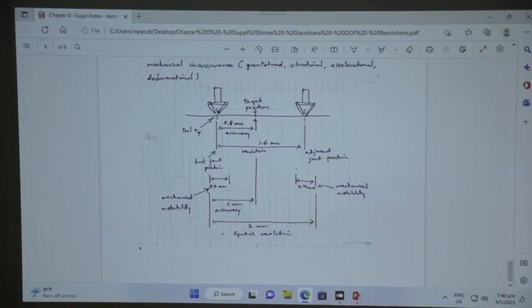And then same thing, if you consider the mechanical instability at one point, you have to consider the mechanical instability at the adjacent point. So you put them together, you will find that you have a 2 mm of spatial resolution.